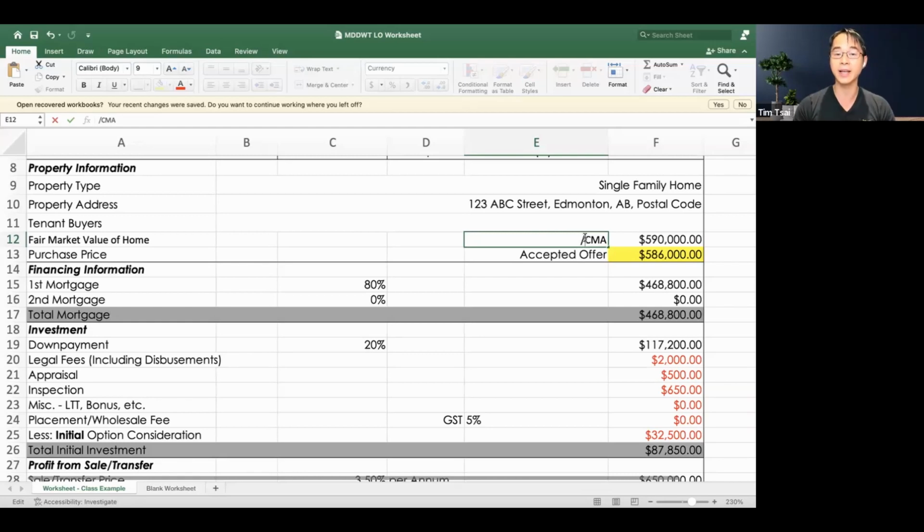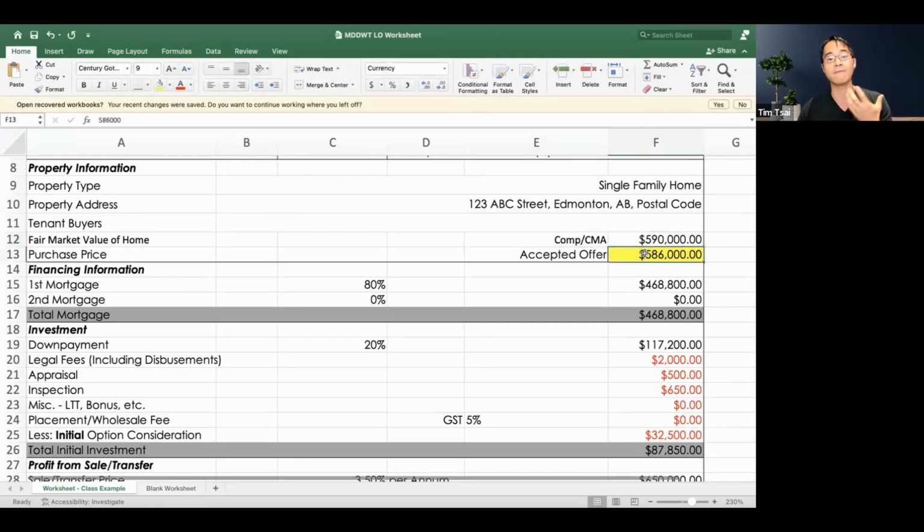We discussed getting appraisals done. However, really the street name, or what a lot of people say, is either the comp or a competitive market analysis. Okay, a competitive market analysis. So again, if we have an accepted offer at 586 and there is a comp value of $590,000, by definition, there is $4,000 in the buy. Okay, there's $4,000 in the buy.